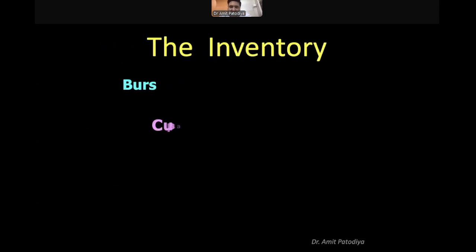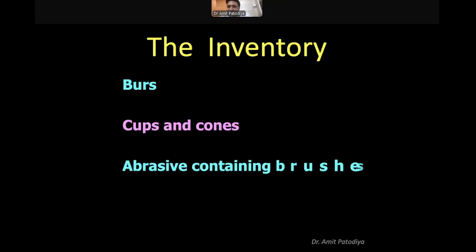And for that, you need inventory. You cannot do anything just like that. You need burrs, special burrs, polishing burrs. You need cups and cones. You need abrasive containing brushes. And nowadays, you even get special polishers like shape guards. So these are the inventories which we need.